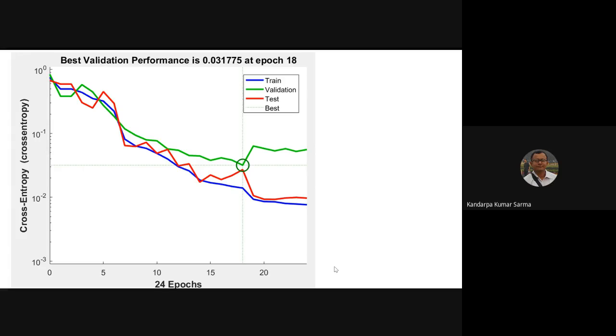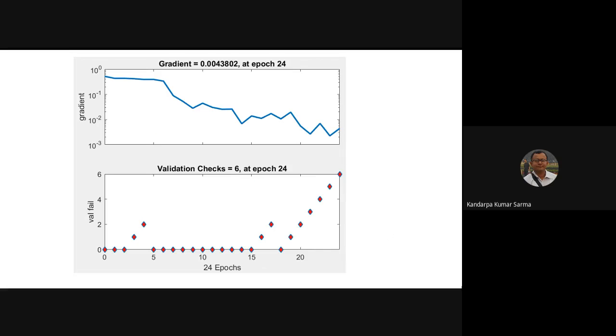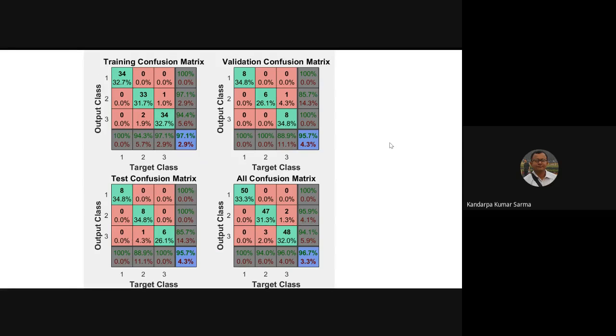So train, validation, and test checks are all shown with the best result depicted, or the best performance margin shown as a milestone. Gradients, while the iterations are changing, validation checks. Then quite frequently we need to have the confusion metrics.